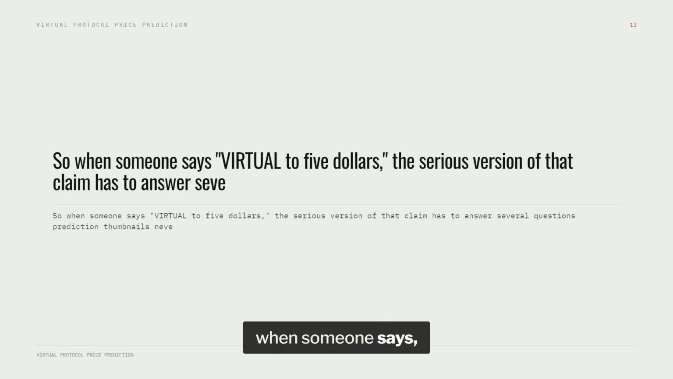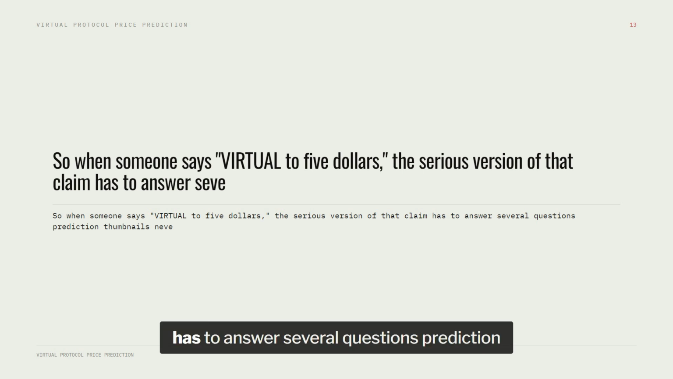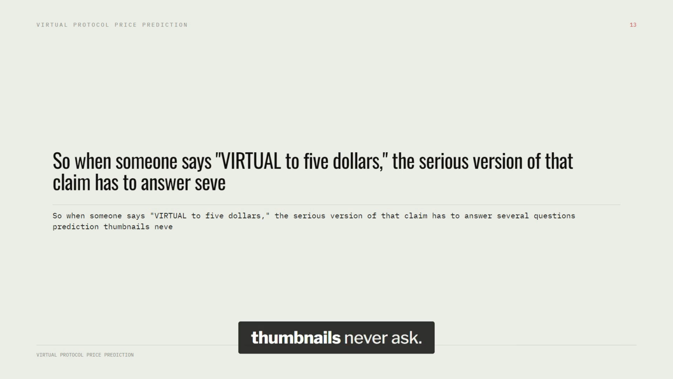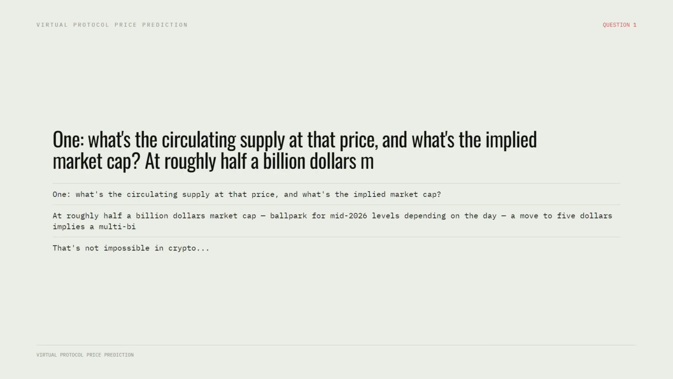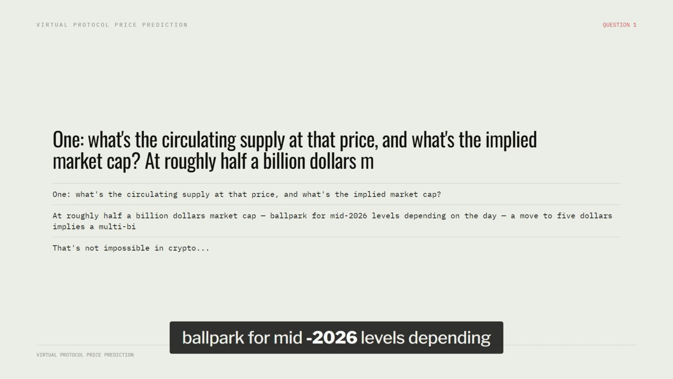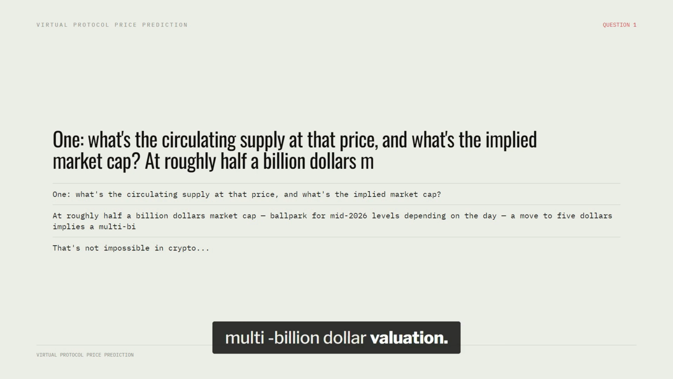So when someone says, Virtual to $5, the serious version of that claim has to answer several questions prediction thumbnails never ask. 1. What's the circulating supply at that price, and what's the implied market cap? At roughly $500 million market cap, ballpark for mid-2026 levels depending on the day, a move to $5 implies a multi-billion-dollar valuation. That's not impossible in crypto, but it requires a demand story big enough to justify it, not just a chart pattern.